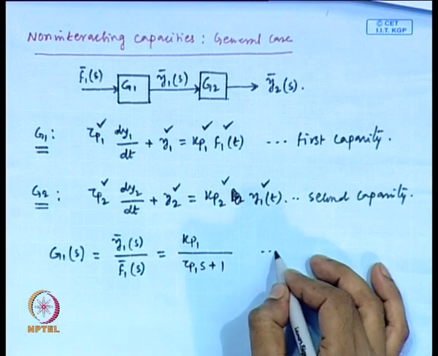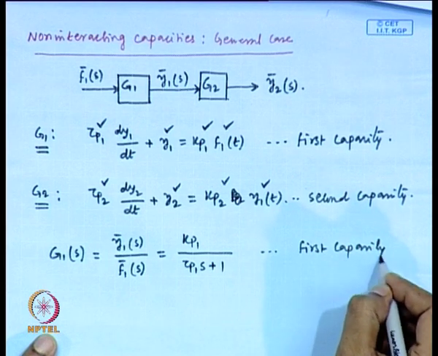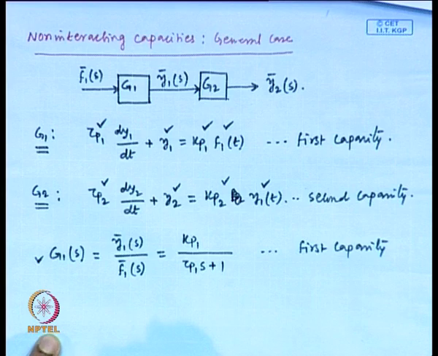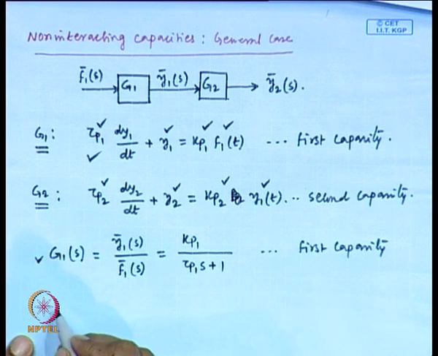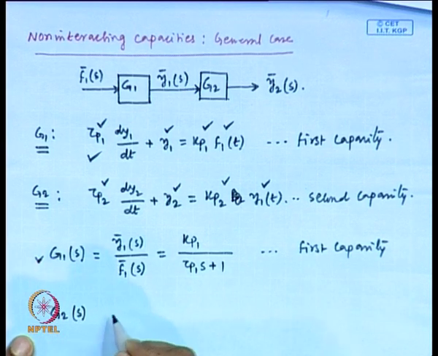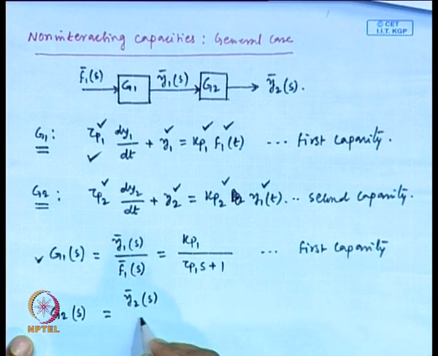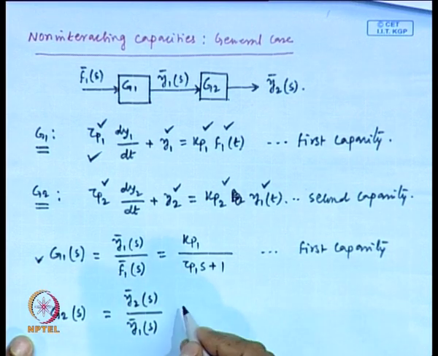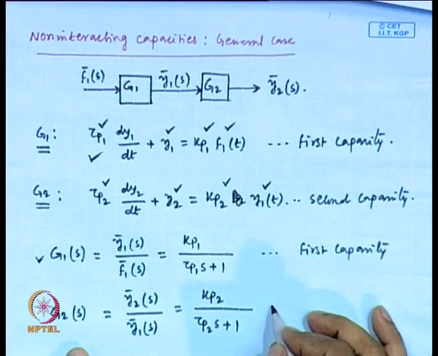Fine. This is for the first capacity. The expression of G 1 we can obtain by taking Laplace transform of this model. Similarly, for the second capacity, we obtain the transfer function as G 2 s equals y 2 bar s divided by y 1 bar s equals k p 2 divided by tau p 2 s plus 1.